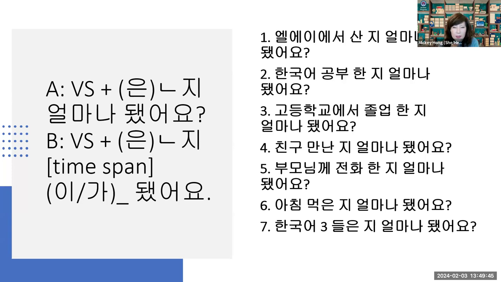친구 만난 지 얼마나 됐어요? How long has it been since you met your friend? 부모님께 전화한 지 얼마나 됐어요? How long has it been since the last time you called your parents? As an addition, you can say 마지막으로. 마지막 means last, right? When was the last time you did that? But it's optional. If you just say 부모님께 전화한 지 얼마나 됐어요, it's also understood, they're asking when was the last time you did that act.